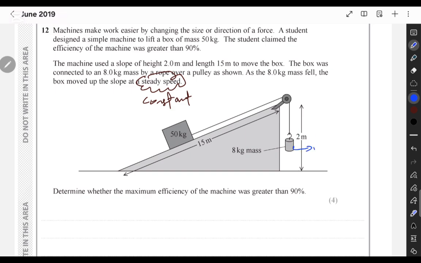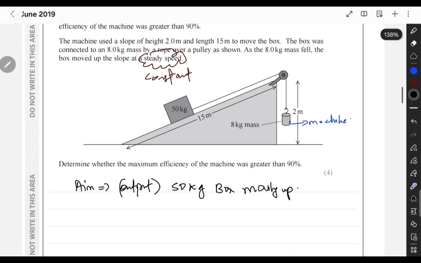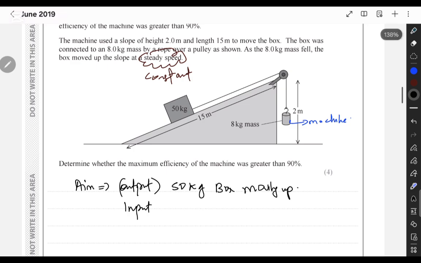So this is the machine right over here. This entire system is the machine. Okay, so remember our aim, what we're looking for, our output is going to be the 50 kg box moving up. And our input, the reason for the box moving up is because this machine right here falls down.